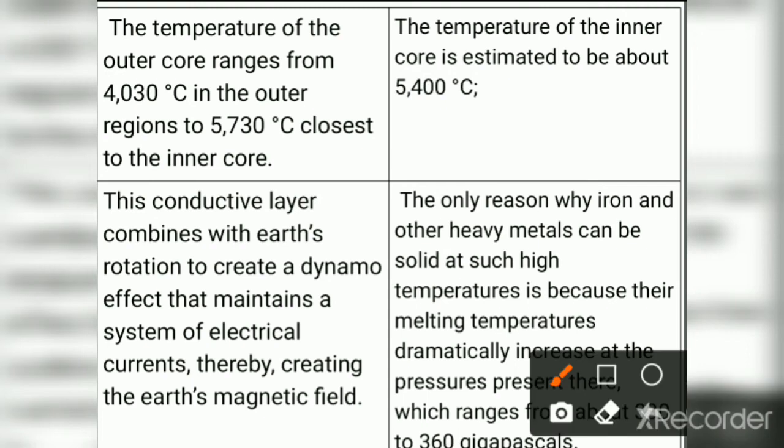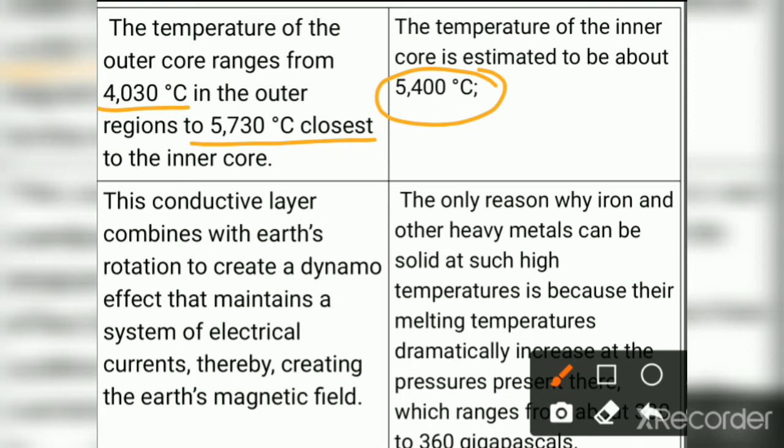The temperature of the outer core ranges from 4030 degrees Celsius in the outer region to 5730 degrees Celsius closest to the inner core. The temperature of the inner core is about 5400 degrees Celsius. So the temperature of the Earth's inner core is 5400 degrees Celsius.